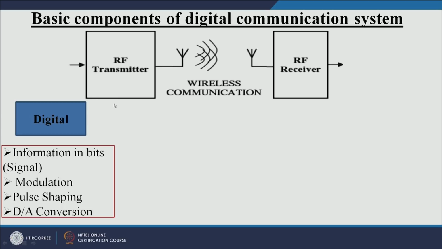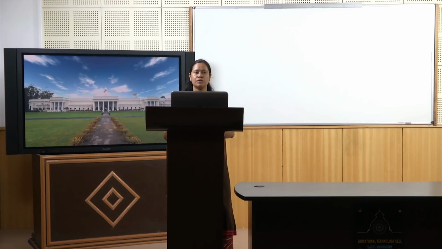So, it has different portions. First of all, we have the digital portion, which is inside the RF transmitter. And what are the parts of this digital system? Because they make the basis for a software defined radio. First of all, you should have information in bits. So, whenever you have some data, it is represented in terms of binary digits, what we call bits. So, basically they are given in terms of 0s and 1s.